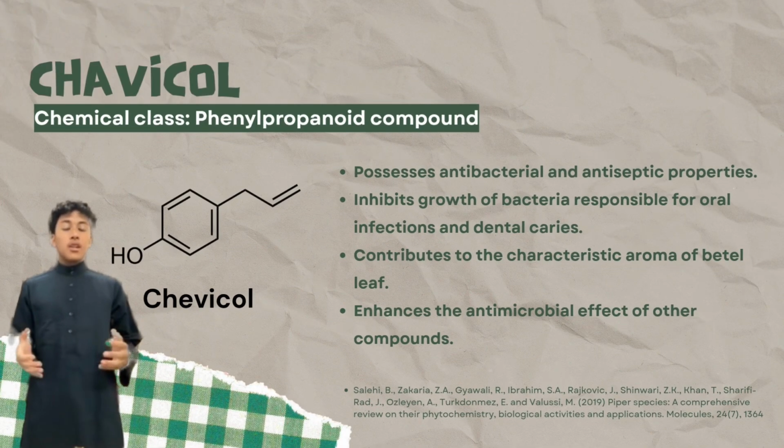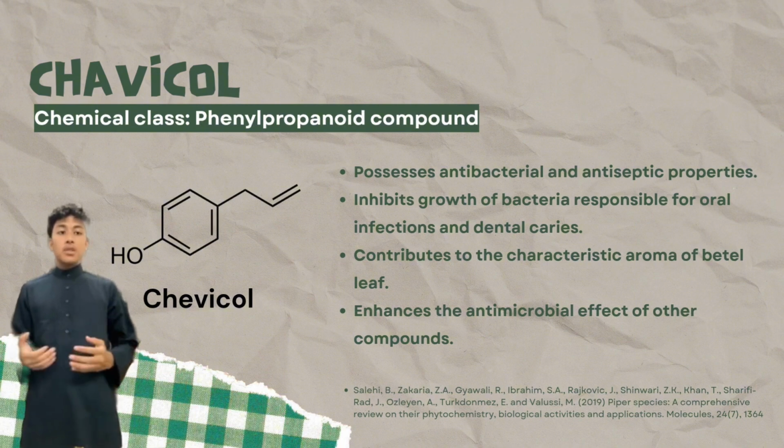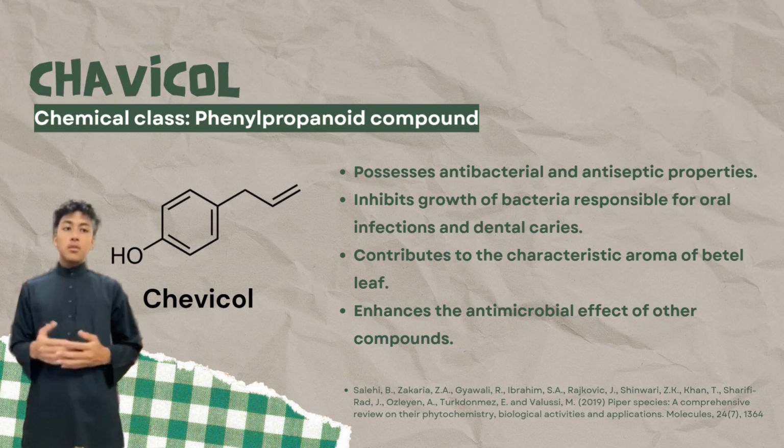Next is chavicol, another phenolic compound found in betel leaf. Chavicol damages the bacterial cell walls and membranes, making it difficult for bacteria to maintain normal cellular functions. It also interferes with enzymes involved in bacterial metabolism, which inhibits bacterial growth and reproduction.